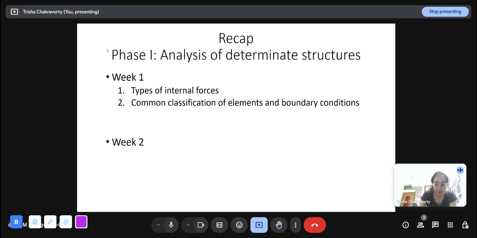Then the common classification of elements like beams, frames, and truss elements, which is done based on the kind of force we expect to be developed in the members, and boundary conditions like fixed support, roller support, hinge support, which restrain certain displacements or rotational freedoms.